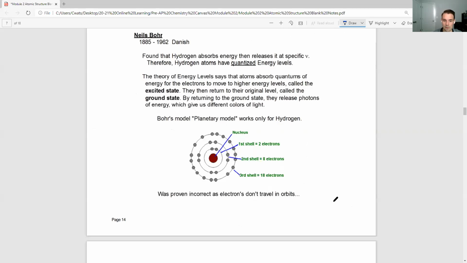And that's what Bohr said, okay? And now we know that electrons don't travel in orbits around the nucleus because there's an electron cloud. But this was the model that he came up with, the planetary model, because the nucleus is like the sun, and then the electrons orbit around the nucleus like planets around the sun.